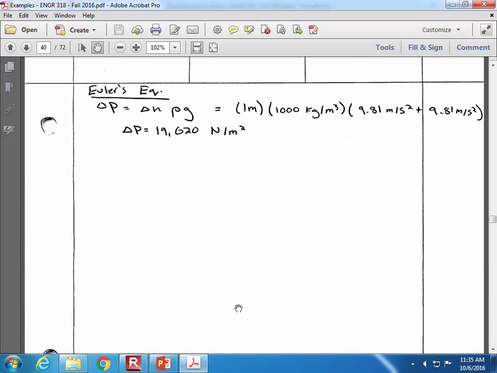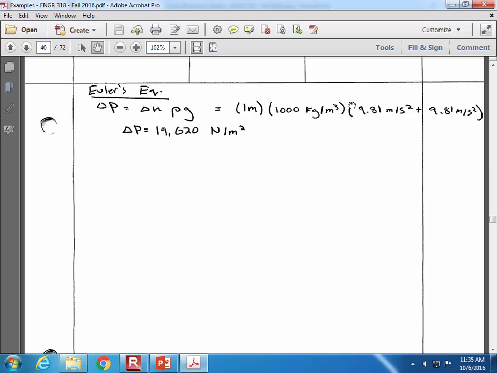So what we should get from that is 19,620 newtons per meter squared. Because the density of the fluid is 1,000 kilograms per cubic meter, the delta H is 1 meter, and the sum of the accelerations is going to be g plus the additional 9.81 meters per second squared of it accelerating upward.